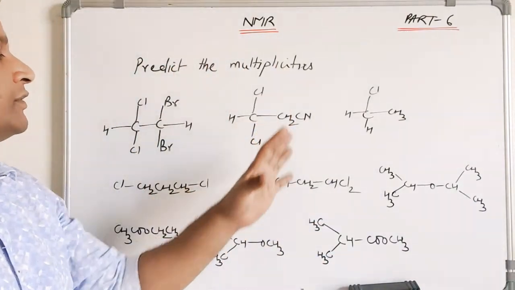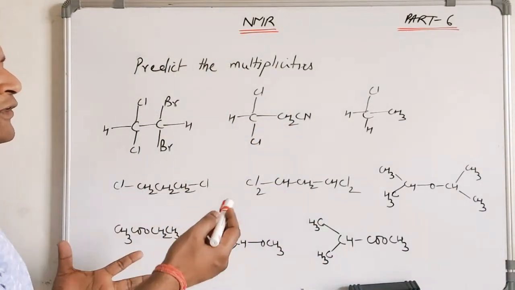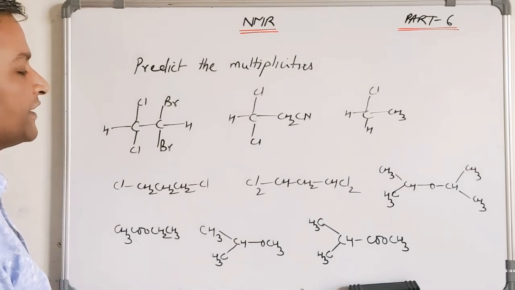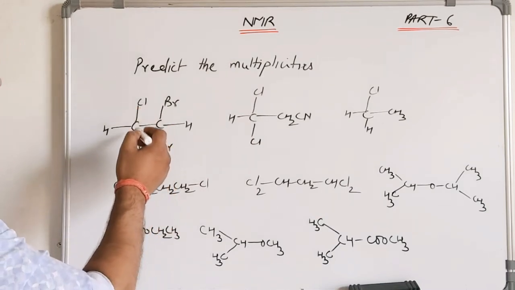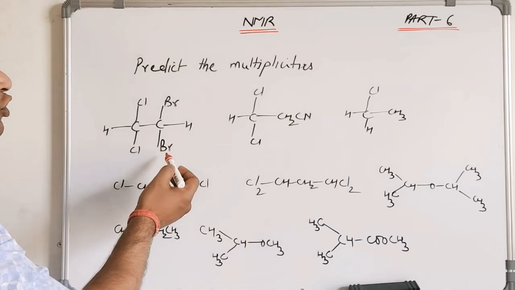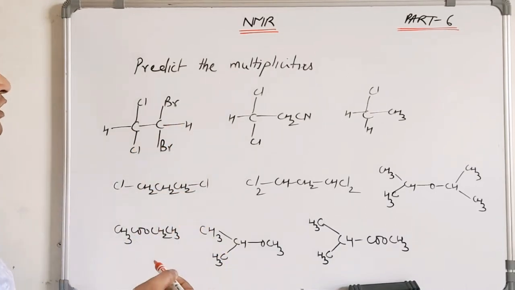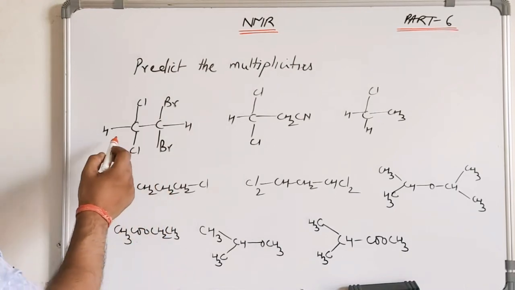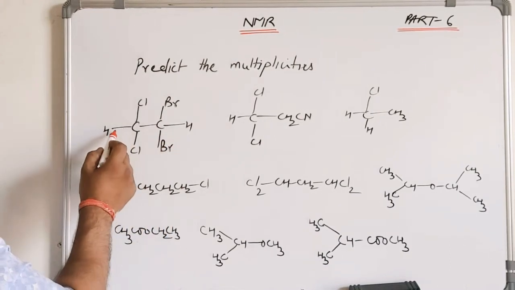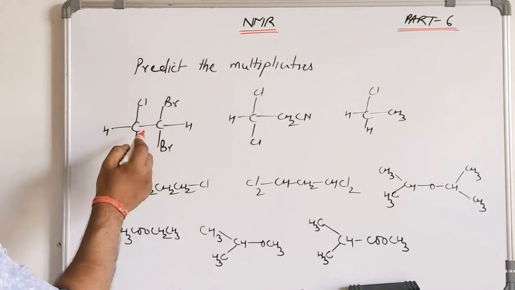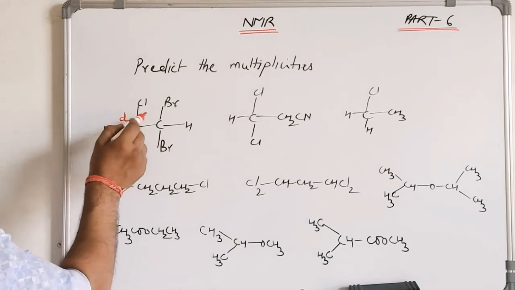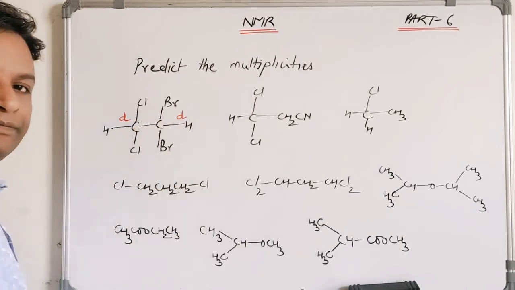These are different, simple examples you can see here. We can see that it is 1,1-dichloro-2-bromo-2,2-dibromoethane. How will this compound show multiplicity? You can see here it is 1 CH, and it is 1 CH. So its neighbor is 1, its neighbor is also 1. So it will show a doublet, and this will also show a doublet.